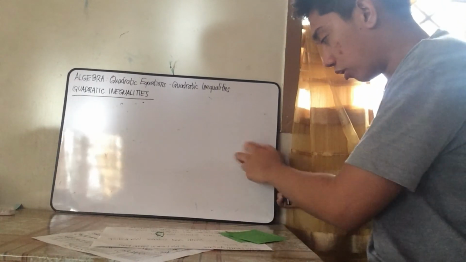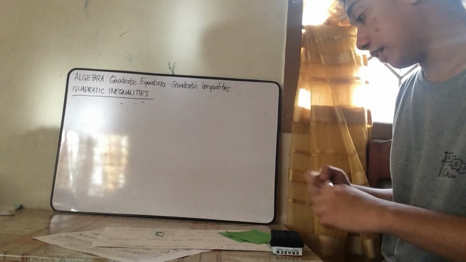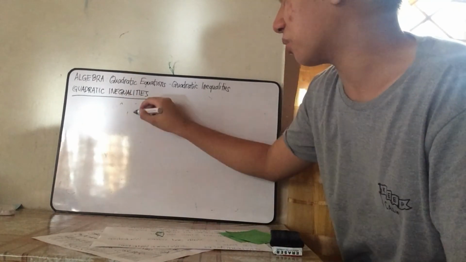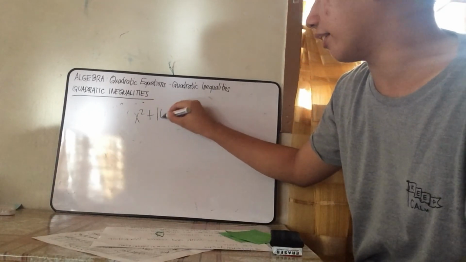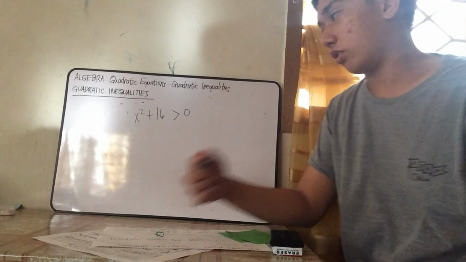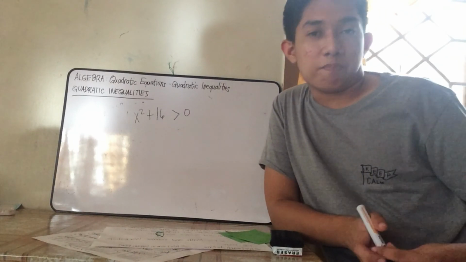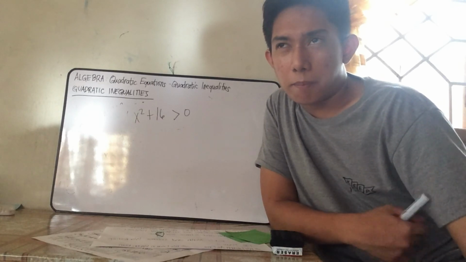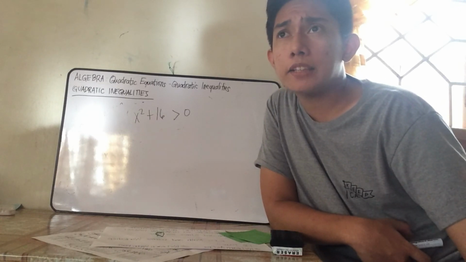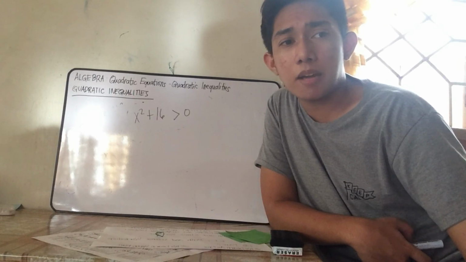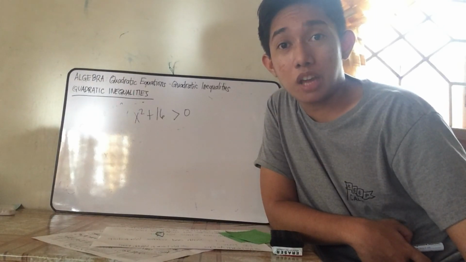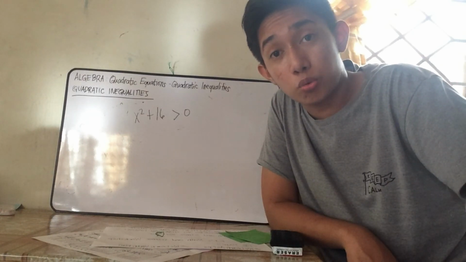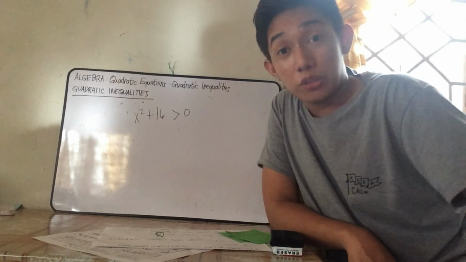For the third example, ito. X squared, ito madali lang to. X squared plus 16 is greater than 0. Okay, ang answer dito? Mapapatanong ka, Coach, bakit yun ang given na, di ba, kung i-equate natin to 0 yung inequality, magkakaroon ng imaginary roots yung boundaries. So, ganito yan.